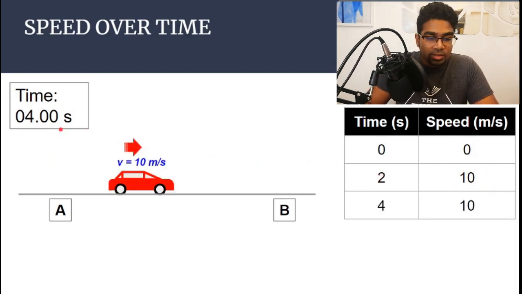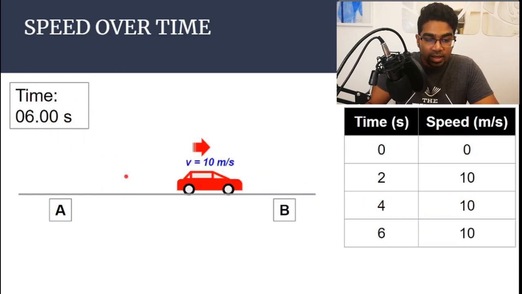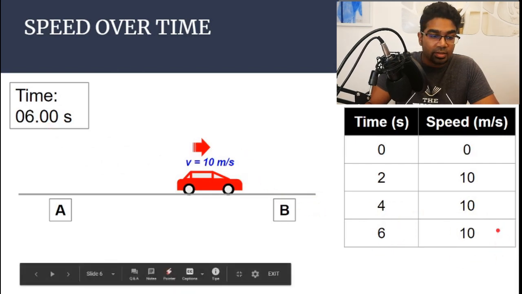So at 4 seconds, the car is still moving at 10 meters per second. Notice that it has gone forward. However, it is moving at the same speed. We are not concerned with the distance here. We are only concerned with the speed and the time. So at 4 seconds, the car is moving at 10 meters per second, and that is what we record. 4 seconds, 10 meters per second. And then at 6 seconds, it moved further forward, but it's still moving at the same speed, 10 meters per second. So 6 seconds, 10 meters per second.